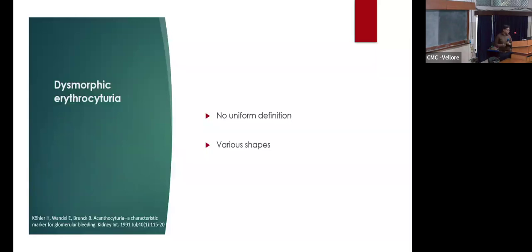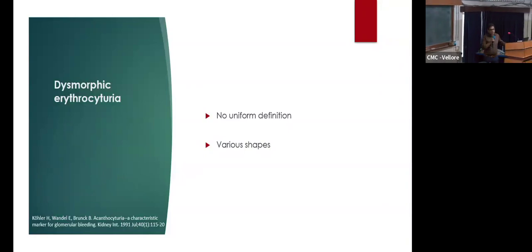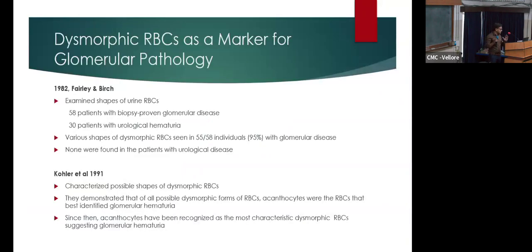So for this, there is a new uniform definition for the dysmorphic RBCs. There are a total of 9 different kinds of RBCs defined by Kohler in his very landmark study in 1991. He defined 9 types of dysmorphic RBCs. So we'll go to some studies. In 1982, Pelly and Breachy examined the shapes of the urine RBCs. He took 58 patients with glomerular disease and 30 patients which were urological. He found that 55 out of 58 patients with glomerular disease had dysmorphic RBCs, but none of the patients with urological diseases were found with dysmorphic RBCs.